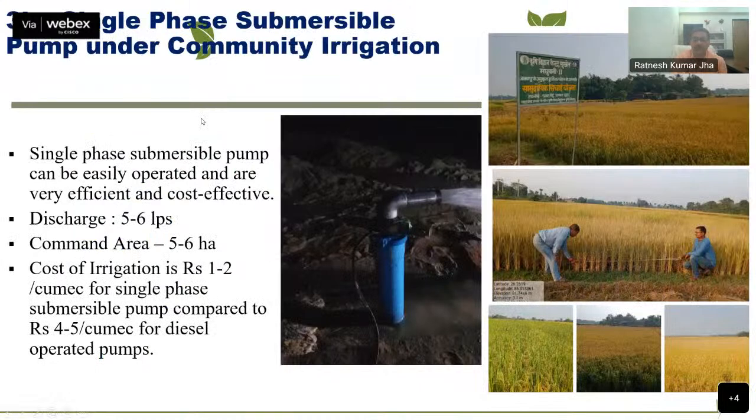Now this is some information about the solar pump distribution. The discharge is 5 to 6 liters per second, and it commands 5 to 6 hectares, and the running cost is very less, 1 to 2 rupees per hour, you can say. The cost of irrigation is very, very cheap as compared to the diesel pump set, where 4 to 5 cubic centimeter of water is discharged.